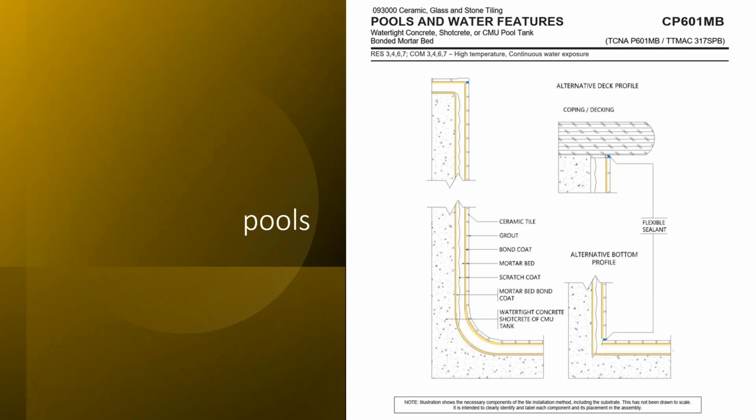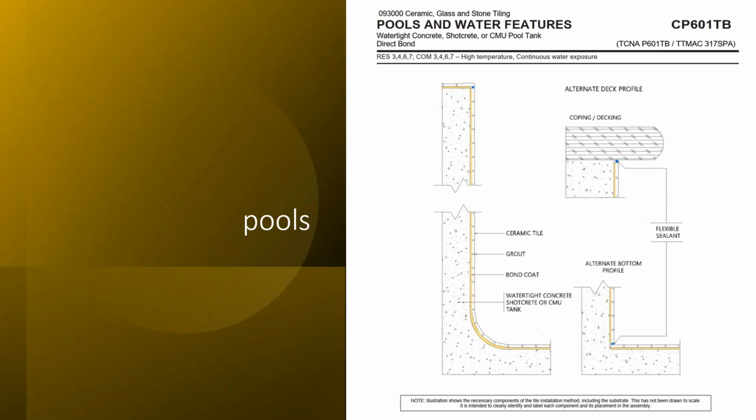And probably the best installation that I can think of is a bonded mortar bed. This allows the contractor to make any changes to the surface that he needs to make the tile size that he's using adequate for that pool surface. It just gives him more flexibility in his workmanship, which usually ends up in a better finished product.